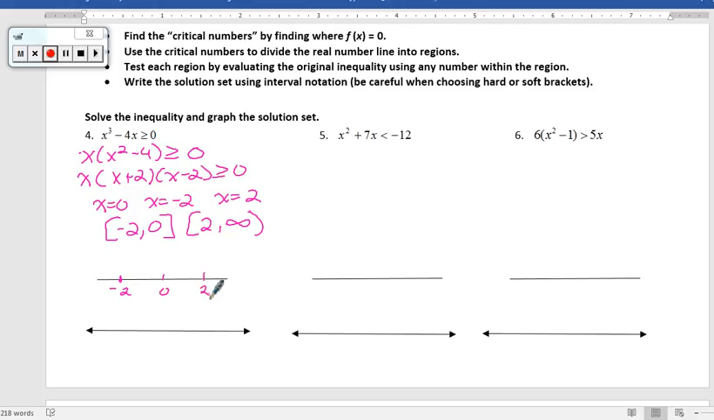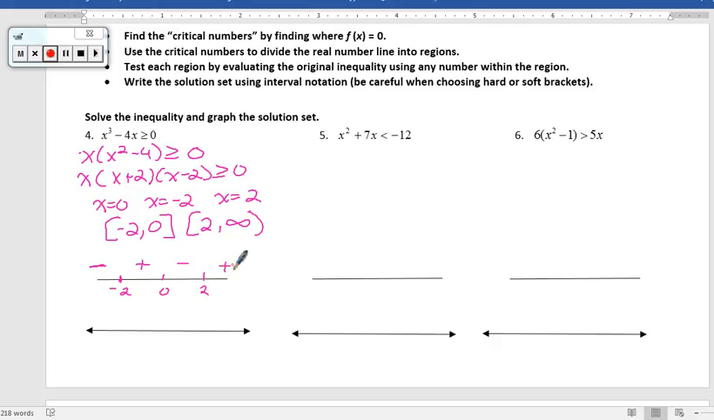And what you'd want to do is just test each of the intervals. So for example, if I put -3 back into our original equation, we get a negative value. If I put -1 into our original equation, we get a positive value. If I put 1 in, we'll get a negative, and if we get a number like 3, anything in that interval would be positive.